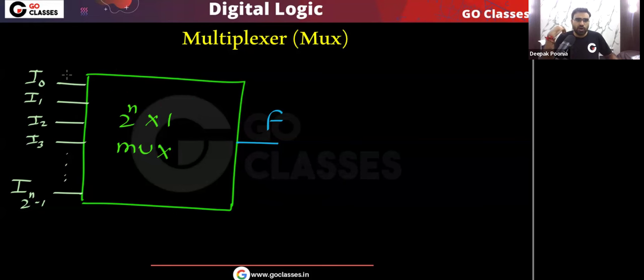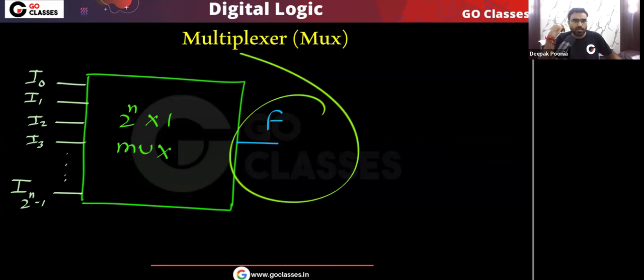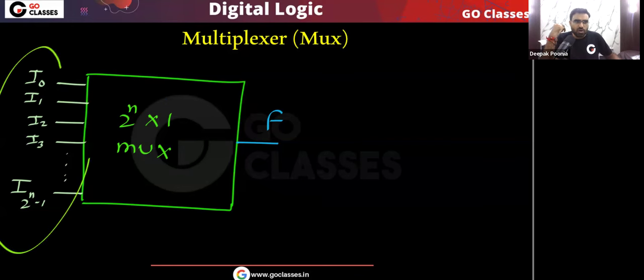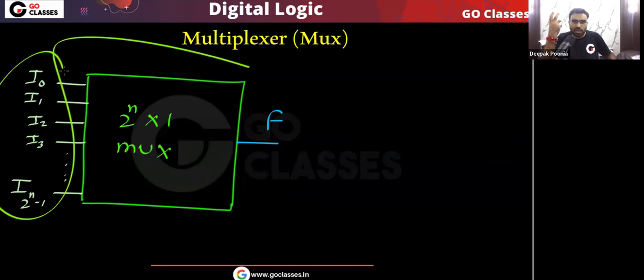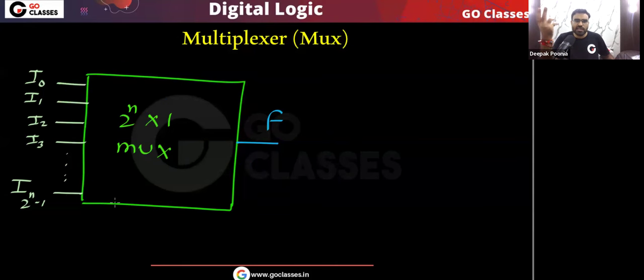Now remember, one of these input lines will appear in the output, meaning the output will be equal to one of these input lines. But which input line will appear in the output? There are 2 power n input lines. Which of them will appear in the output? That will be decided by n select lines. So remember there are total n select lines: S0, S1, and so on, up to Sn minus 1.